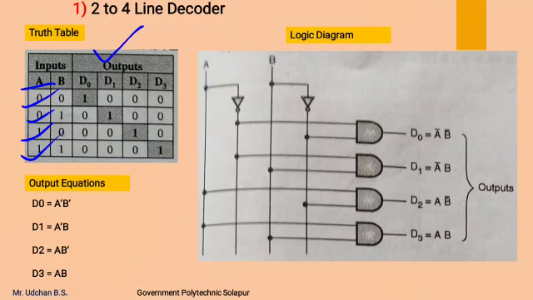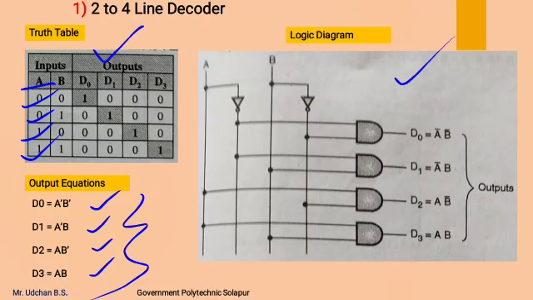Depending on this, the output equations can be written as D0 equal to A bar B bar, D1 equal to A bar B, D2 equal to A B bar, and D3 equal to AB, considering only logic 1 outputs. And using these output equations, we can draw the logic diagram.